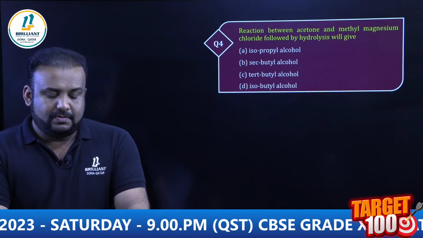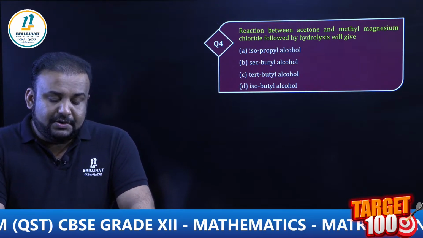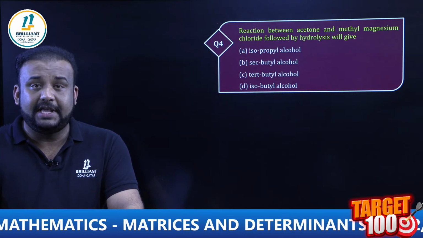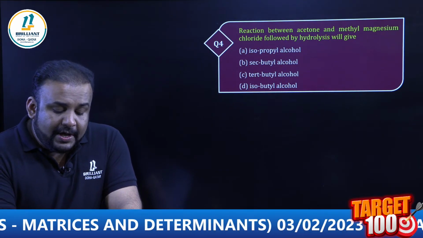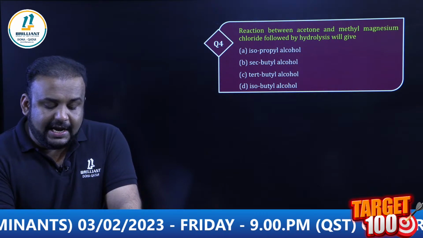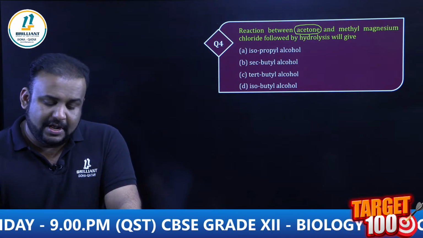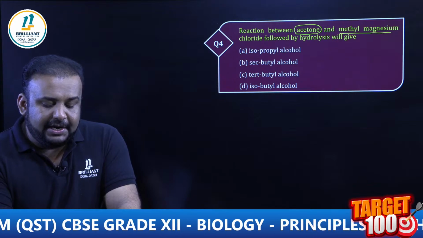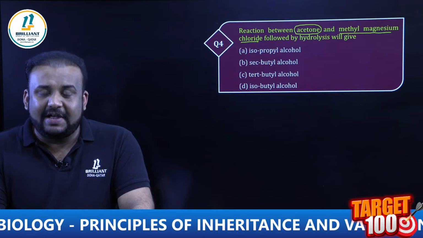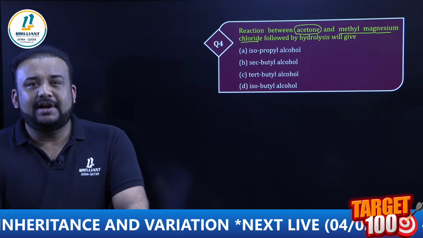Now let's go to another question. Reaction between acetone and methyl magnesium chloride followed by hydrolysis will give. So in this question, it is very clear that you are treating acetone. What is acetone? Acetone is a ketone. And methyl magnesium chloride is a Grignard reagent. So you have studied what will happen if aldehydes and ketones react with Grignard reagent.